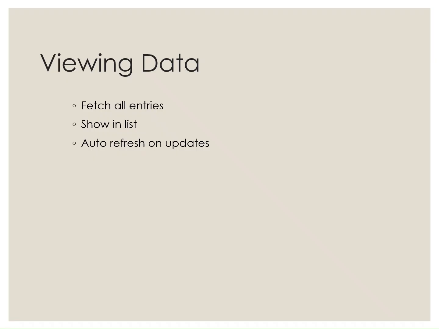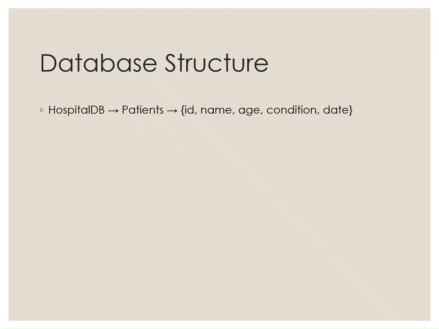Viewing data. The View Patient screen simply reads all the entries from Firebase and displays them in a list. If someone else adds a record or if we add a new one, the list updates automatically. The database structure is very simple. Inside the main hospital node, there is a patients node. Each patient has fields such as ID, name, age, condition, and date.